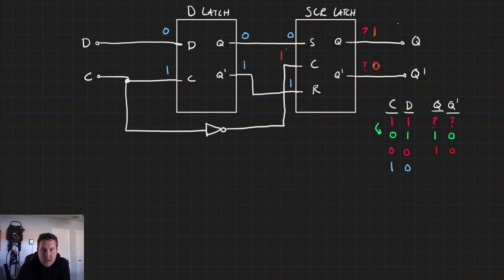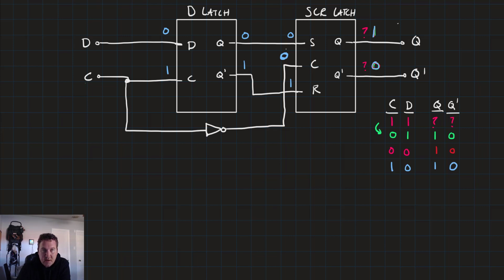Now the 1 at C means that the C for the SR latch is at 0, and so the SR latch is now in its don't change condition. So the outputs actually stay the same at 1 and 0. So even though we've changed the clock from 0 to 1, it still doesn't change.